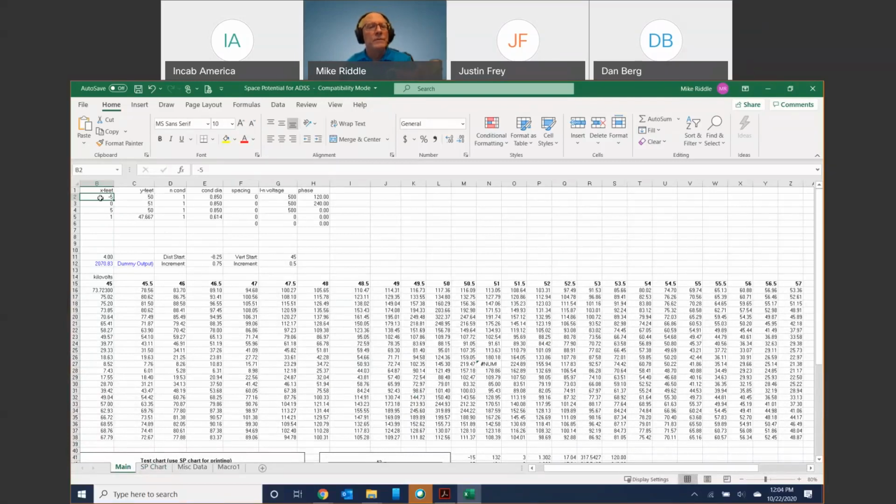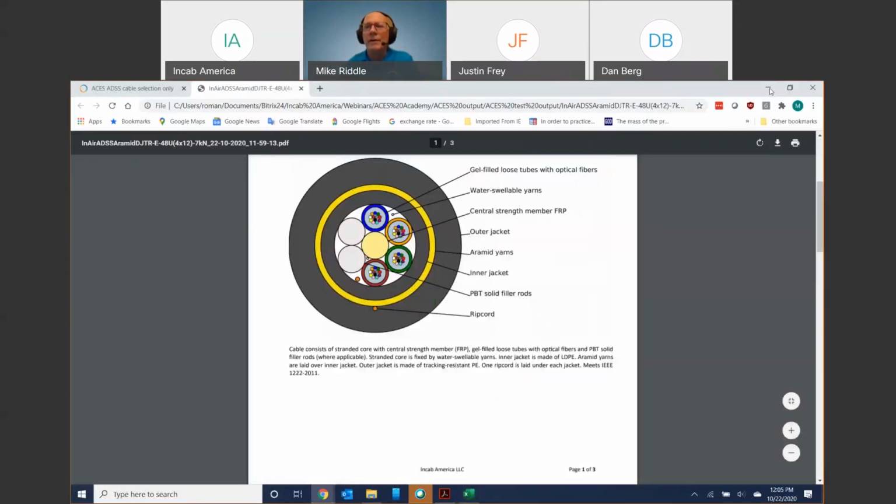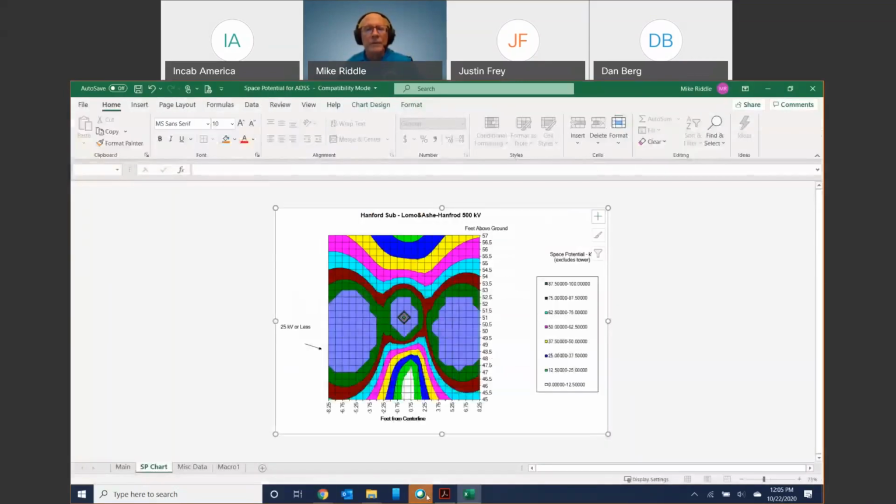In 2 dimensions, you plot out where each phase conductor is in space, and you put in the line voltage. In this case, that is what's driving the field. I hope that's the question. But to my way of thinking, it's for determining the field when you're working with track resistant jackets.